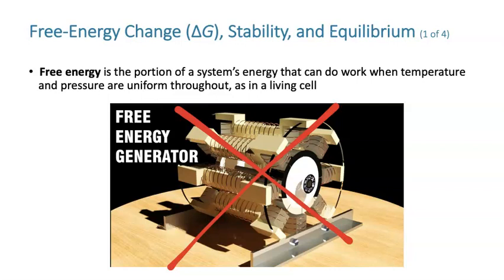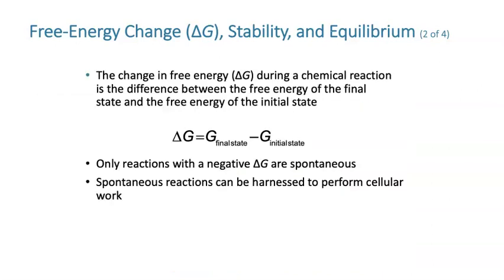So free energy change, we symbolically refer to that as delta G. That's the symbol for change of free energy. And we're going to be talking about change in free energy, stability, and equilibrium. So again, the change in the amount of free energy, that's delta G. And that triangle shape is the delta sign in Greek.